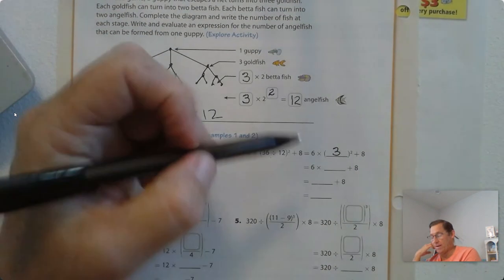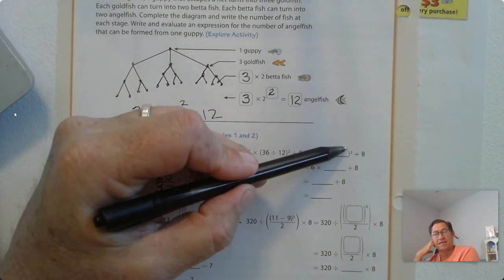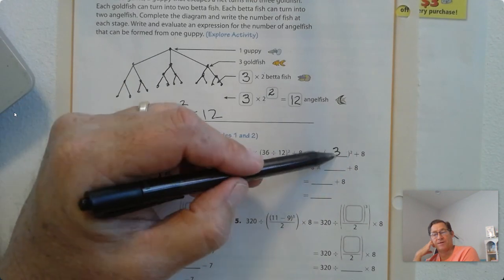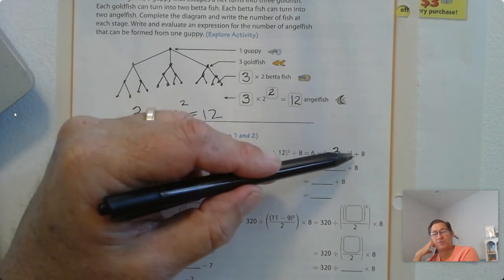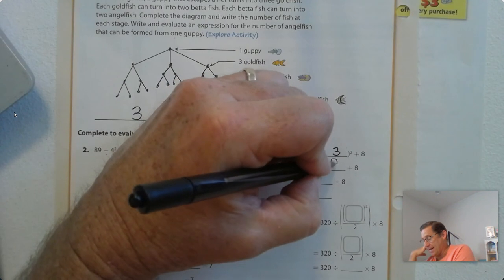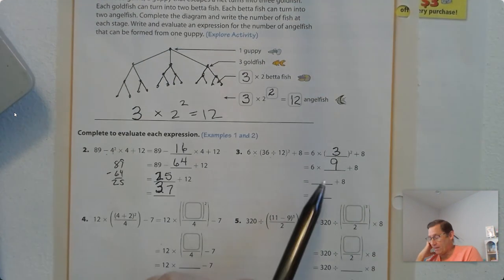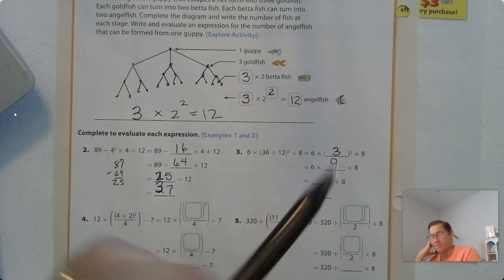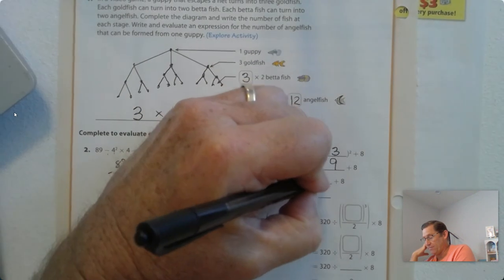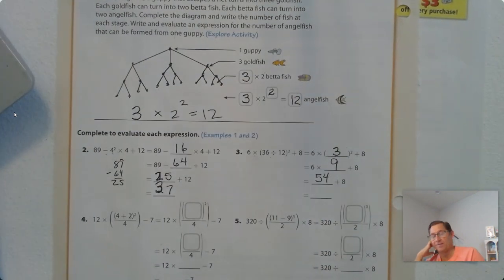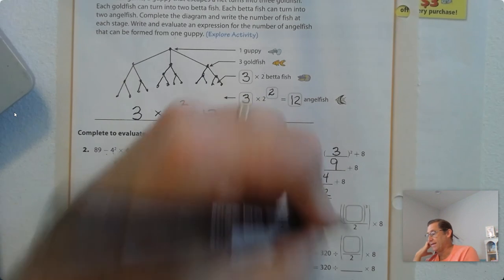All right, so now we have multiplication, exponent, addition. Do the exponent now. Don't do anything with the multiplication or addition. 3 squared is 9. Now we have multiplication and addition. Multiplication first. 6 times 9 is 54. Now we only have addition. So 54 plus 8, 62.